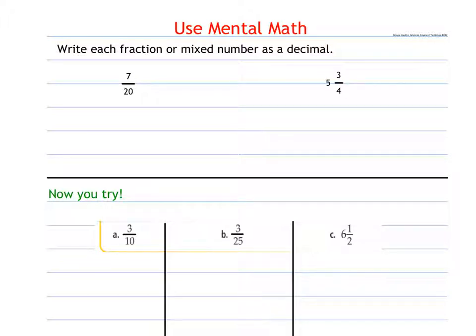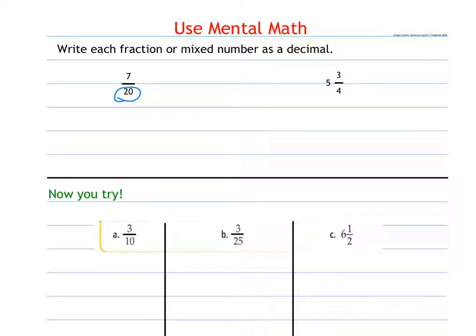So here we are trying to write these fractions, or mixed numbers, as a decimal, and we're trying to do this with mental math. So what we want to do is get the denominator to be one of our tens, hundreds, thousands, because if we get that, then we can very easily switch it over to a decimal. So if I look at this, I could try to get it to 10 by dividing by 2, but I can't divide 7 by 2, so that won't work. So instead, I'm going to have to make it into 100.